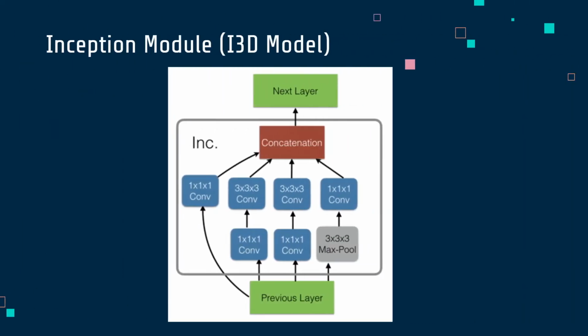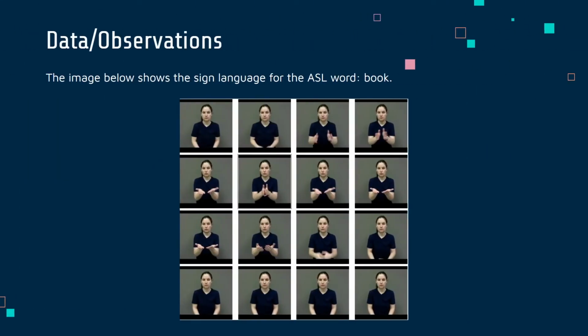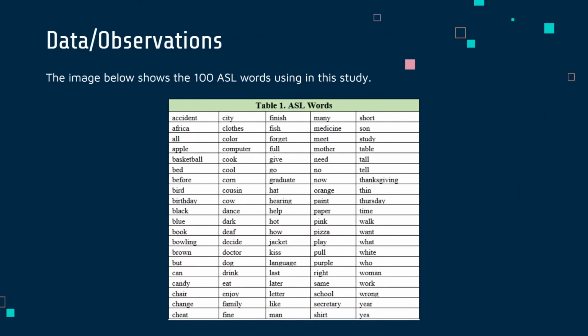The image below shows the inception module of the I3D model, which is a core component of this 3D CNN used. By stacking multiple inception modules, the complexity of a network can be increased. So in my dataset, I had a total of 2,038 videos, with most of the videos being in the training set. Here's one example of a signer making the sign for book by opening and closing her hands. Here, the image shows the 100 different ASL words that were used in the study.